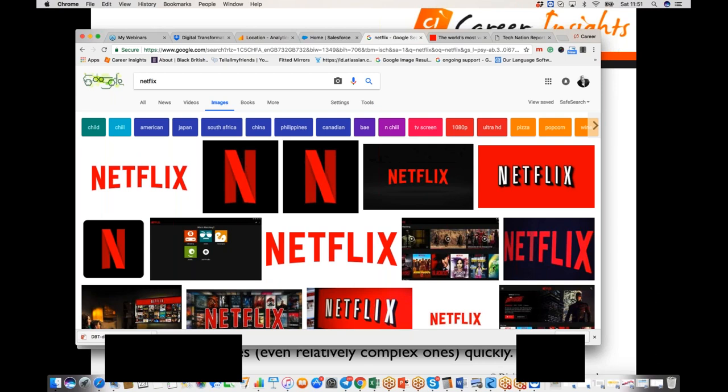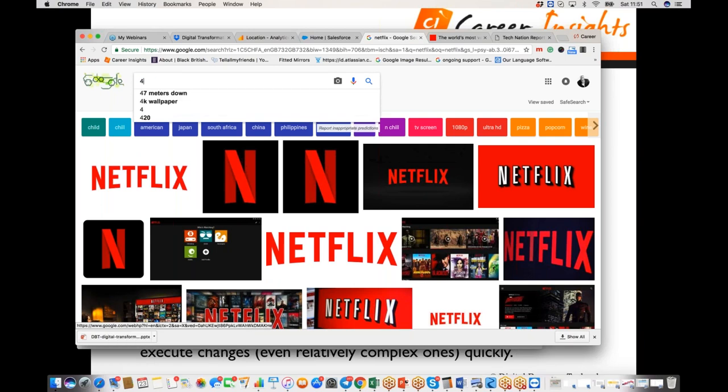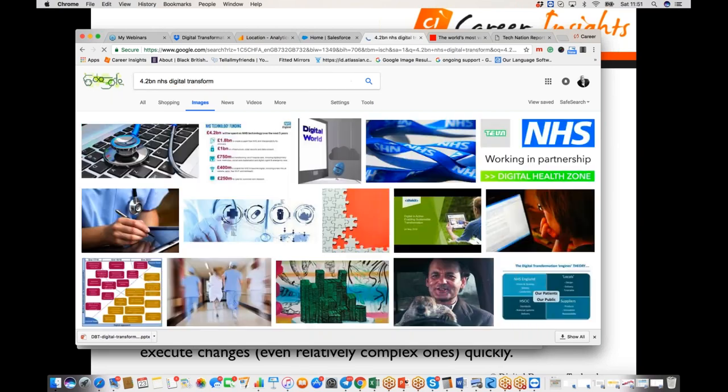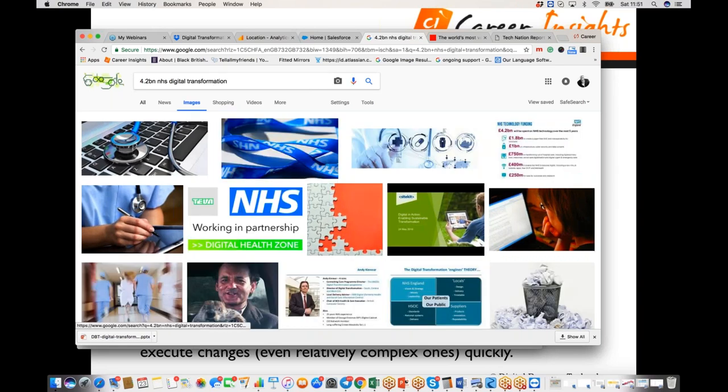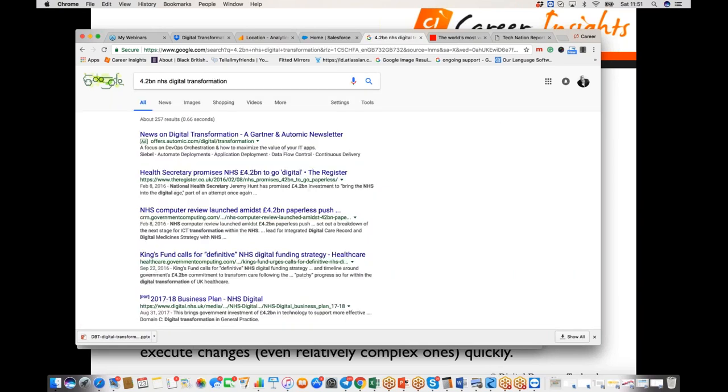The NHS has announced it will spend 4.2 billion. Somebody will say it's only IT. Well, the NHS is not IT, it's healthcare. And they are spending 4.2 billion on digital transformation. Why? Because if they don't transform, they are dead. Let me come over here and you see it: NHS Secretary promises 4.2 billion on digital. So that's that.